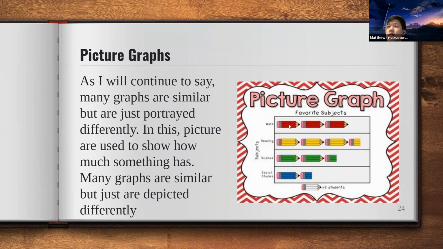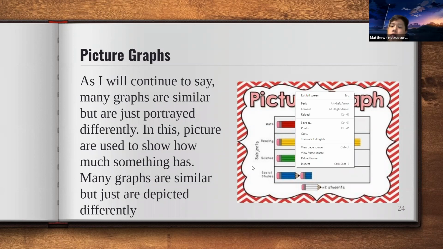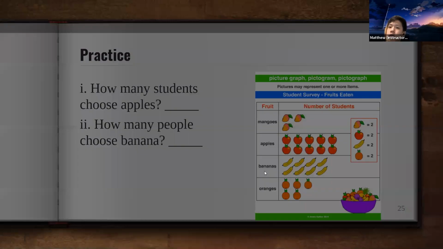So math has 1, 2, 3, 4, 5, 6. 6 people's favorite subjects. Reading has 1, 2, 3, 4, 5, 6, 7. 7 favorite subjects. And science has 1, 2, 3, 4, 5. 5 favorite subjects. So how many favorite subjects does social studies have?